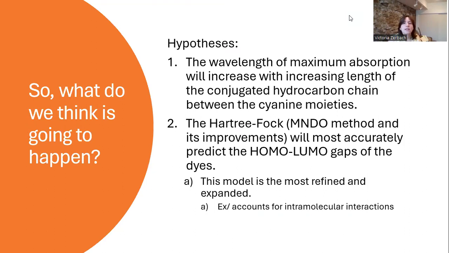My hypotheses are that the wavelength of maximum absorption will increase with increasing length of the hydrocarbon chain between the cyanine moieties. So essentially, as the size of the conjugated region of the molecule increases, the energy gap will decrease. I also hypothesize that the Hartree-Fock, so the NDDO methods, so the MNDO method and its improvements, will most accurately predict the HOMO-LUMO gaps of the dyes. These models are the most refined and expanded. For example, they account for the intermolecular force interactions between molecules, which can impact the HOMO-LUMO gaps.